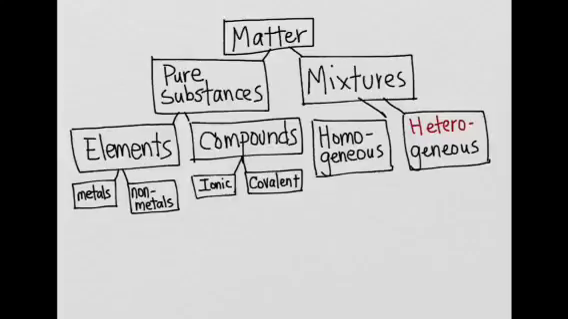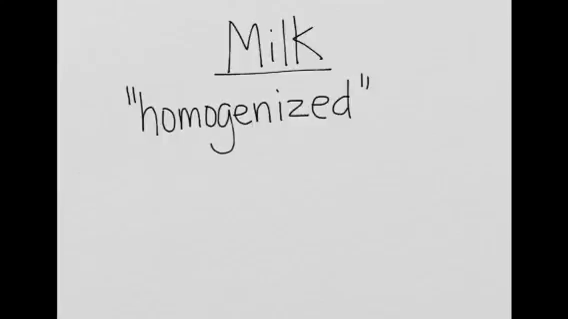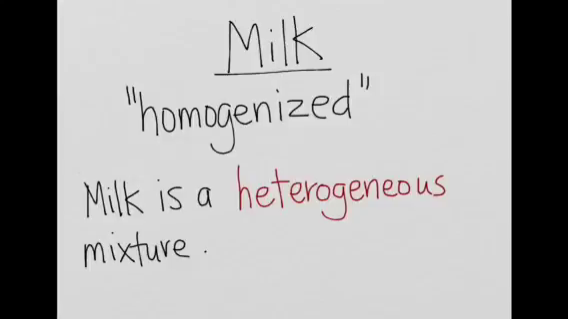I'd like to finish with a word about milk. Milk in the United States is homogenized. Milk fresh from the cow is not a homogeneous mixture, it's a heterogeneous mixture. In the old days, the cream would rise to the top, and if you poured all that off first, then what you were left with was skim milk. But by the process of homogenization, they are able to take a heterogeneous mixture and homogenize it or turn it into a homogeneous mixture.